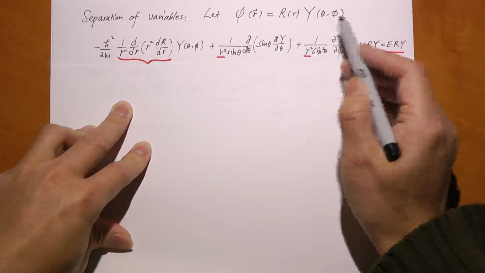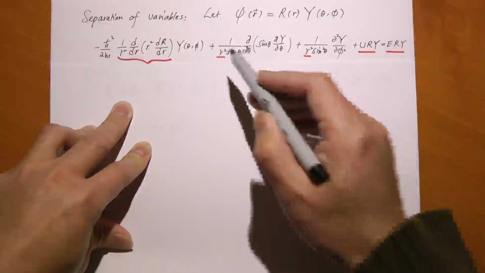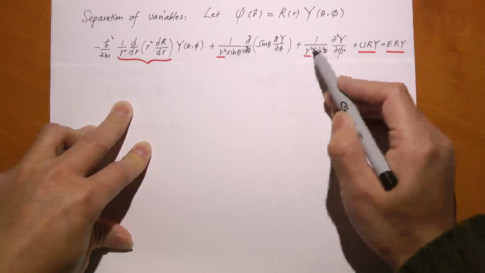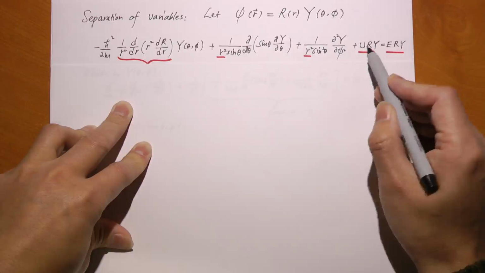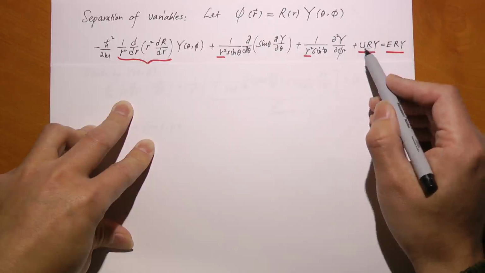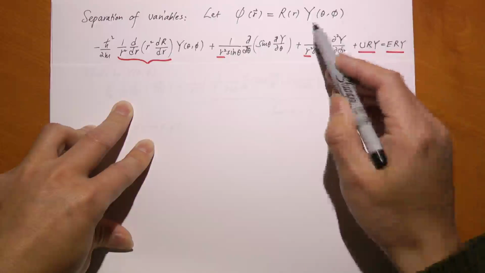Because y depends on both theta and phi, you have to use partial derivative here. And you notice that both of these terms depend on r, but in a very simple way. It goes like 1 over r squared and 1 over r squared. And this is the next term in the Schrodinger's equation. It's just u times psi. Psi itself is the product of y and r here, just like what I wrote here.